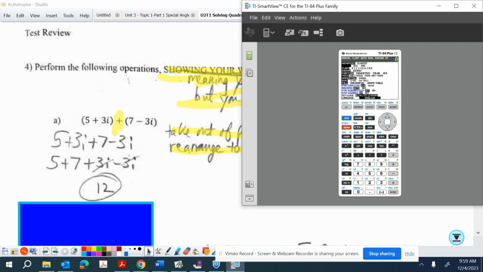So let's put the function in our calculator. It's going to be 5 plus 3, and here's i. Second period gets you i. Plus 7 minus 3, second period gets you an i. And then when you hit enter, you can see that your answer is 12.